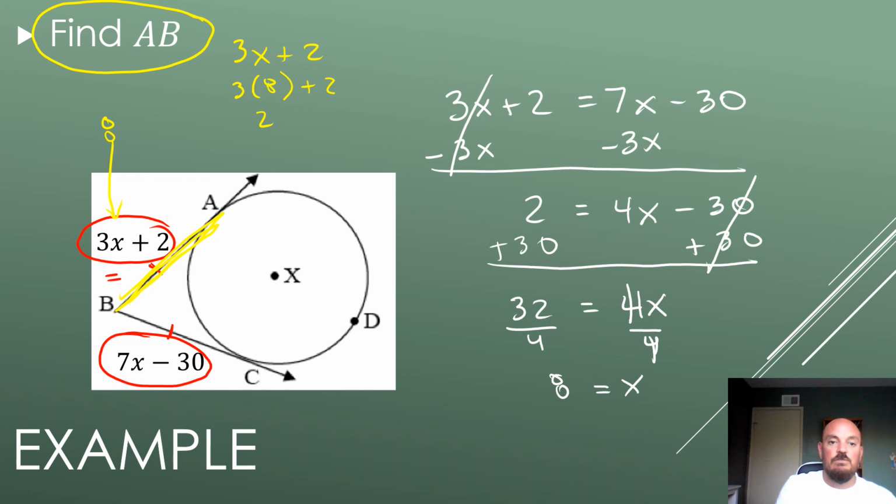3 times 8 is 24, and 24 plus 2 is 26. So the answer isn't 8. We needed to figure out that x is 8, but the actual answer to the question is 26.